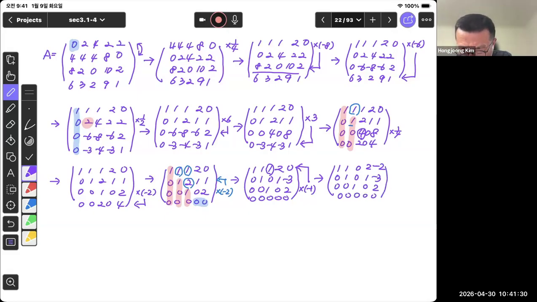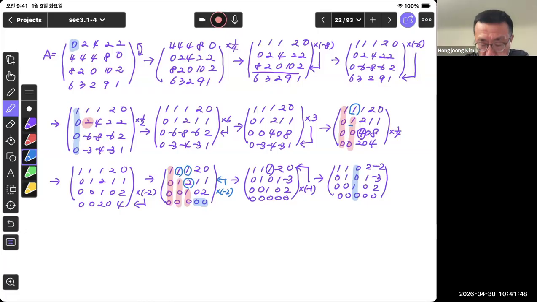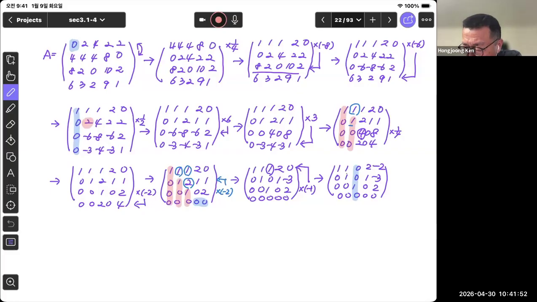So when I look at the third column, it is now 0, 0, 1, 0. So you have only one non-zero value 1 in the third row, and all the other entries are zeros. Okay. And then to change this value to 0, let me multiply negative 1 to the second row and then add it to the first row.